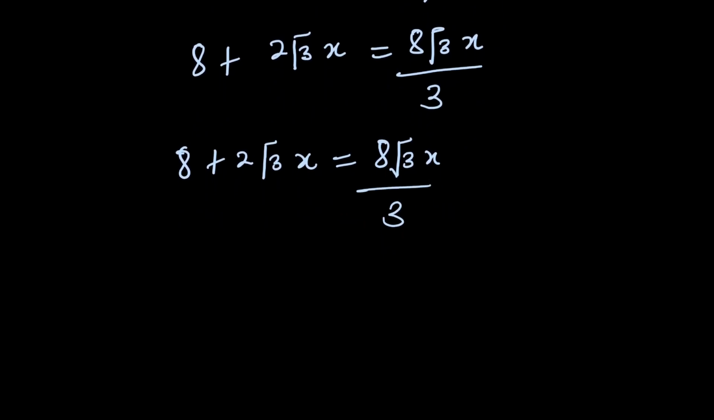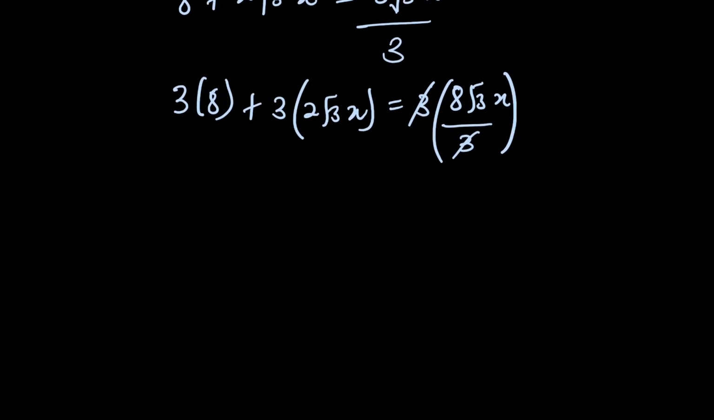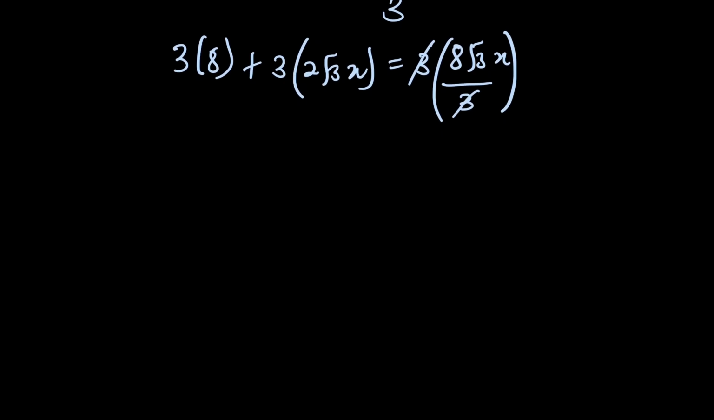So multiplying through by 3 is going to be 3 times 8 plus 3 into brackets 2 root 3 x equals 3 into brackets 8 root 3 x all on what? 3. So we can do our cancellations, 3 cancels this, and then we are going to get, so 3 times 8 is 24 plus 3 times 2 is 6 root 3 x equals 8 root 3 x.